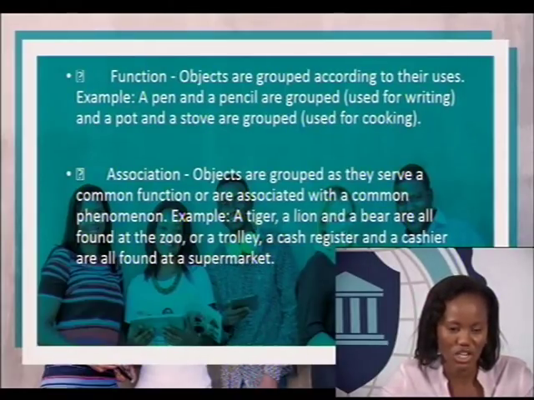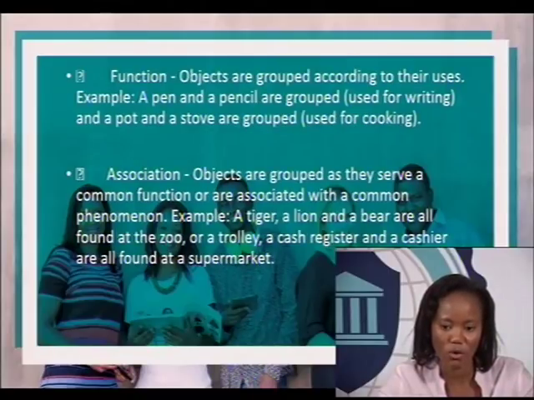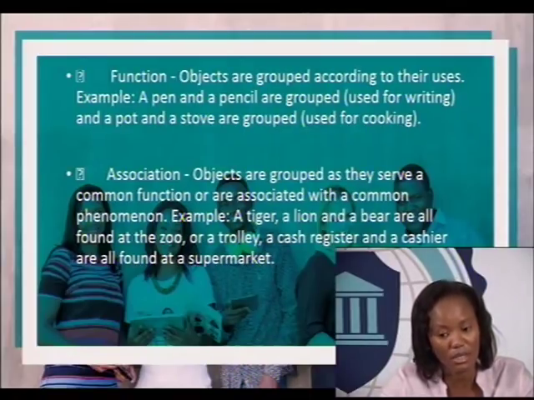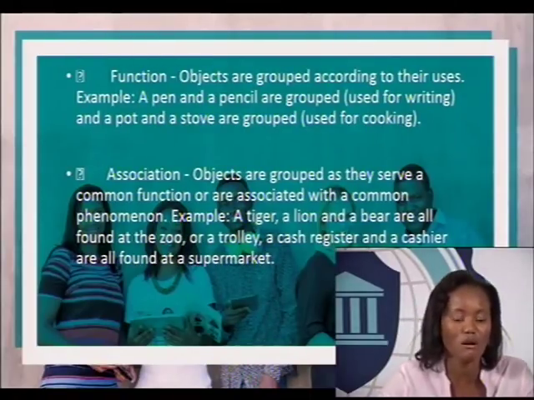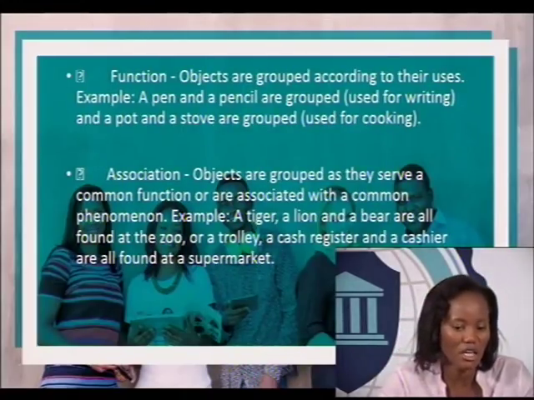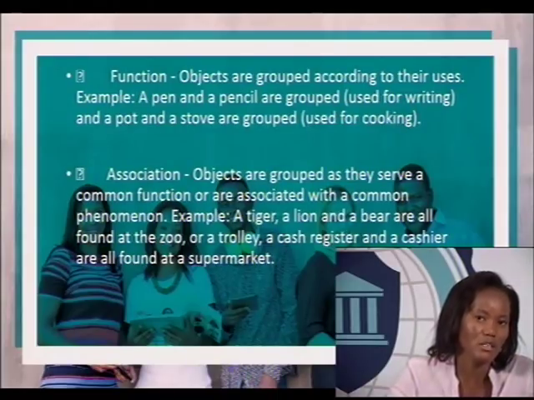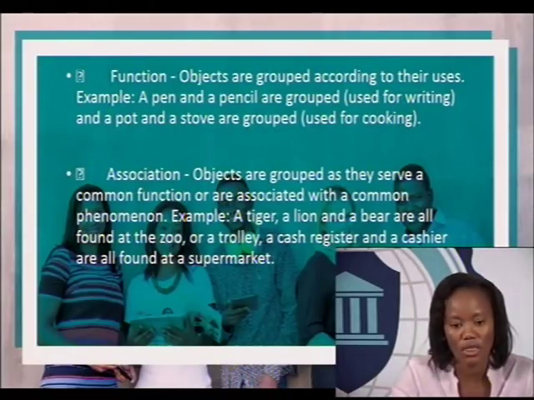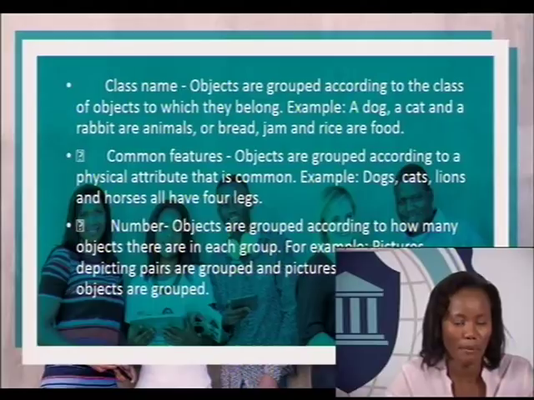And then we have association. Objects are grouped as they serve a common function or are associated with a common phenomenon. Example, a tiger, a lion, and a bear are all found at the zoo. And then we have a trolley, a cash register and a cashier. Where are they found? They are all found in the supermarket. So that is how we group different things.